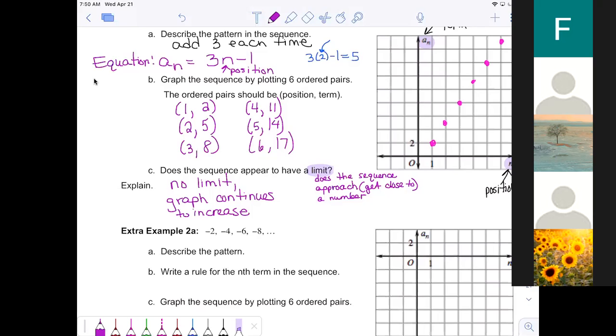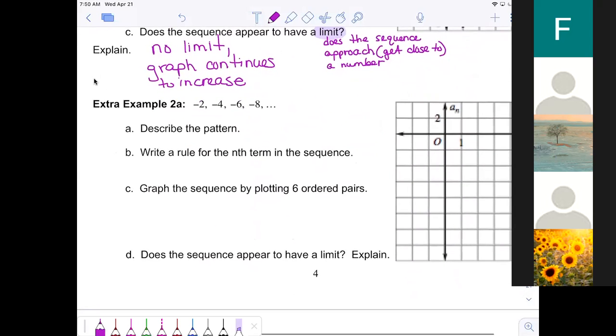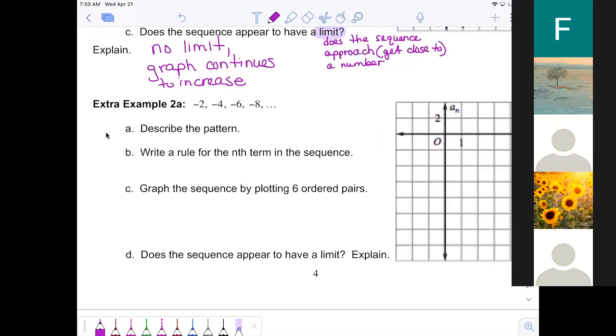So let's look at number 2. Part A, extra example 2A. This one says describe the pattern. Can anybody describe the pattern? -2, -4, -6, -8? How could you describe that pattern? Brooke, what do you think? What could you say for that pattern? You subtract 2. Yeah. So you're subtracting 2.